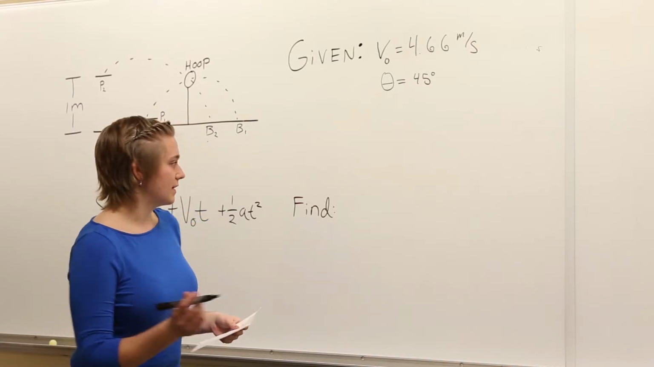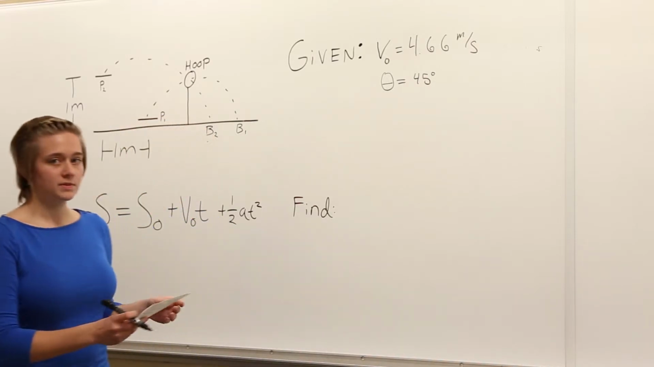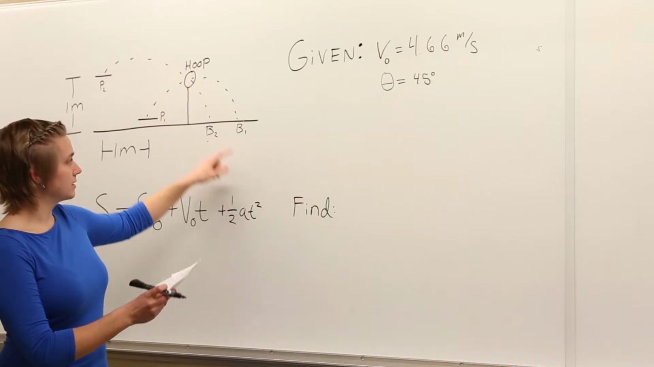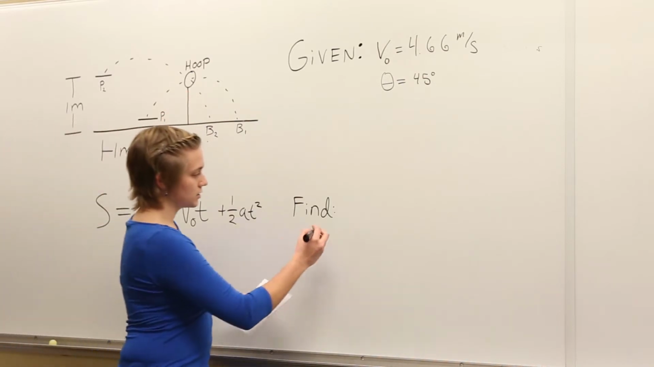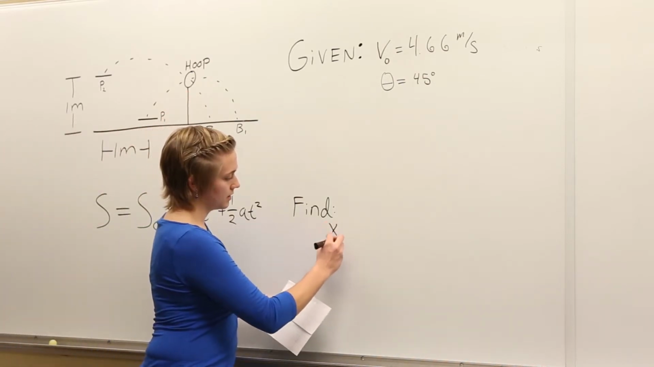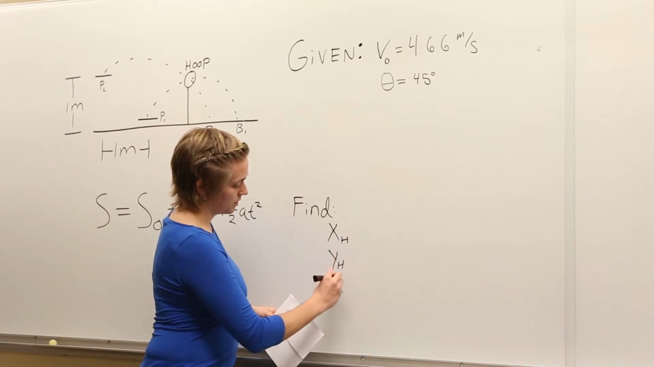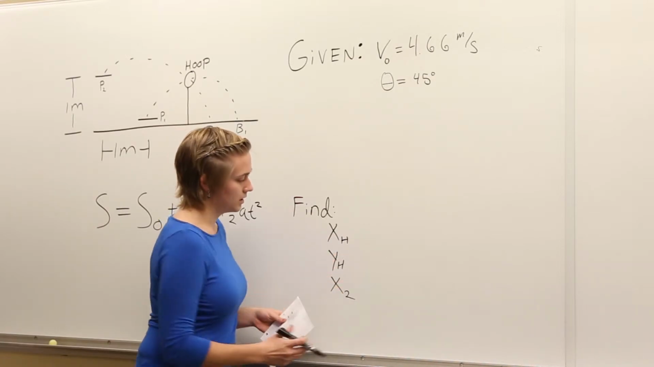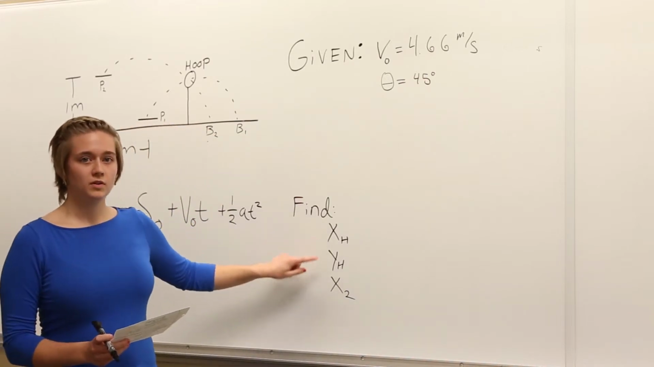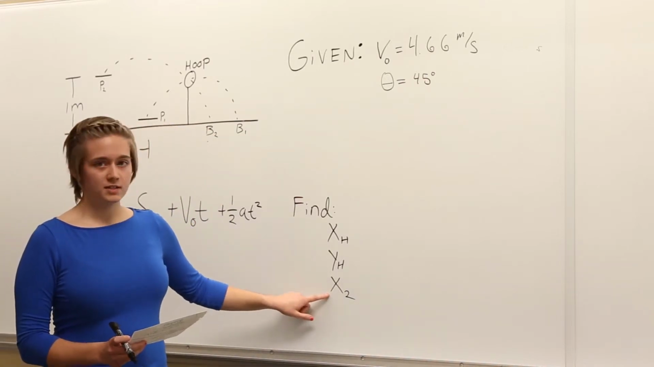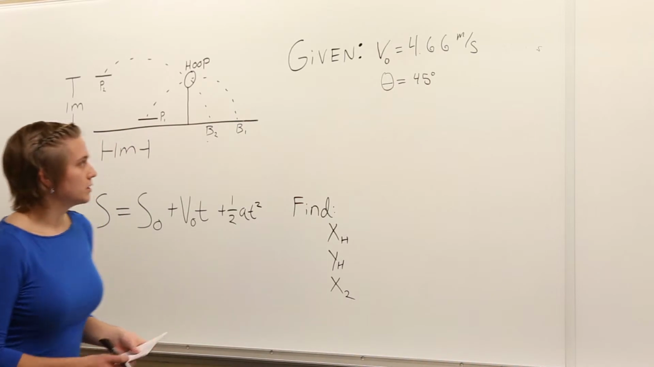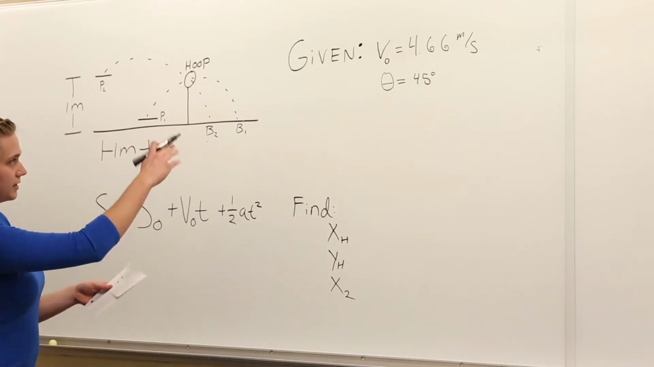So first what we need to find is the x and y position for the hoop and the landing position. So we'll put that under find: the x position for the hoop, the y position for the hoop, and x2. In order to find those, we need a lot of givens.